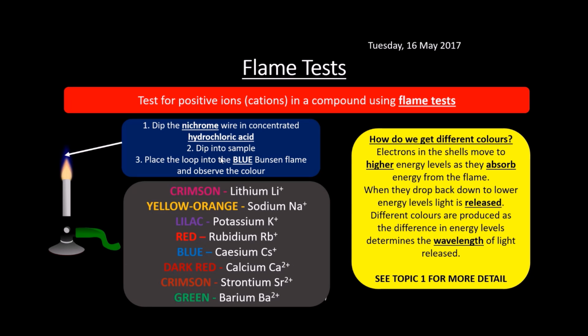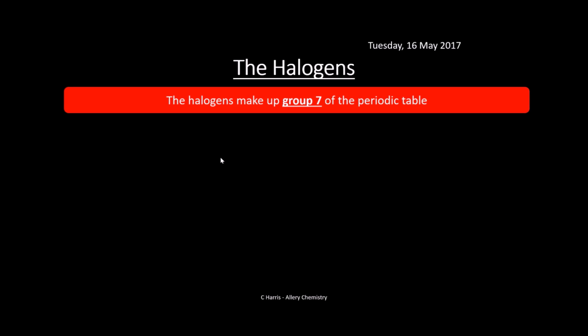Now, you need to know some of these colours here. So, lithium is crimson, sodium is a yellowy orange. You might have seen sodium street lamps, these orange street lamps. Potassium is lilac, rubidium is the red colour, rubidium red. Caesium is blue, calcium is dark red, strontium is crimson, and your green flame is caused by barium.